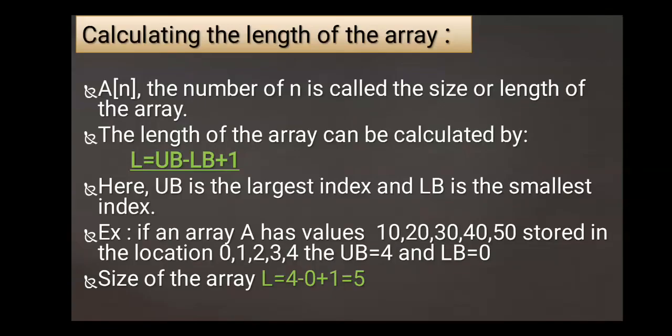Example, if an array A has values 10, 20, 30, 40, 50 and stored in 0, 1, 2, 3, 4, then the UB is 4 and LB is 0. So, according to the equation L is equal to UB minus LB plus 1, we get L is equal to 4 minus 0 plus 1, that is equal to 5. So, this is how we calculate the length of the array using the equation L is equal to UB minus LB plus 1.